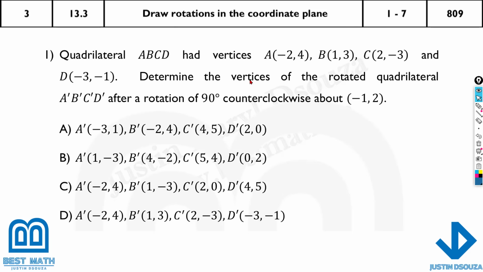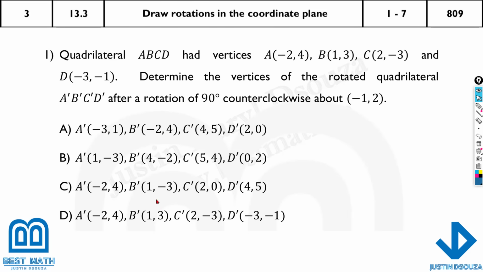When it's a quadrilateral, don't go through all 4 points. It just takes too long. What you can do is look for a point in the options which is unique. Now these two are different, but this and this are the same. So I'm not going to choose A prime. I'm not going to rotate it.